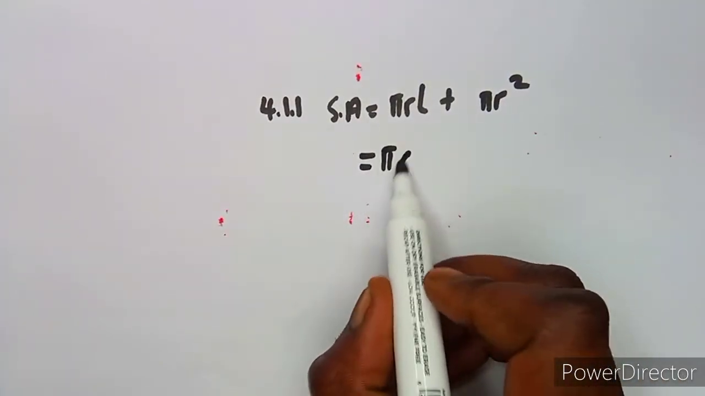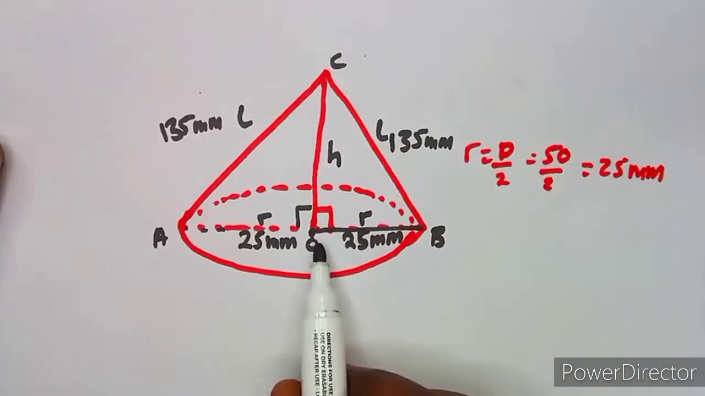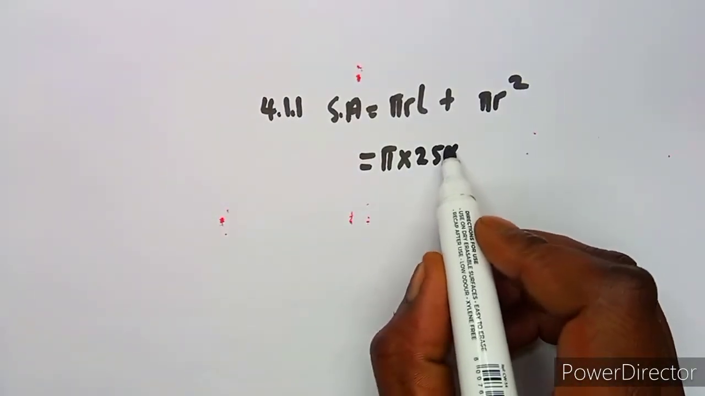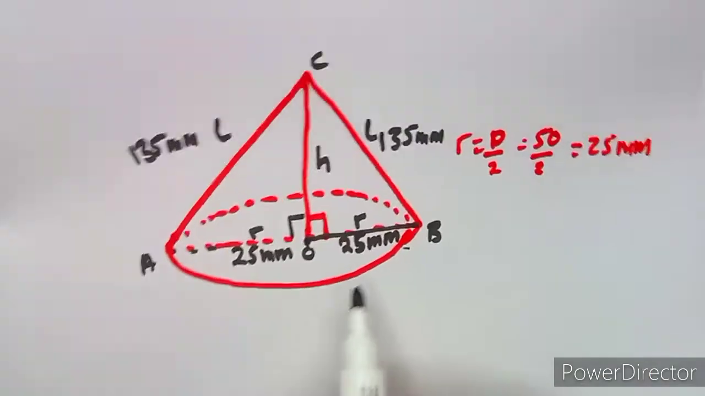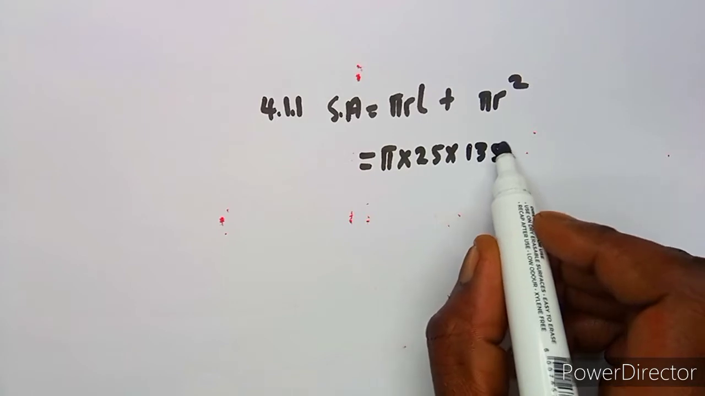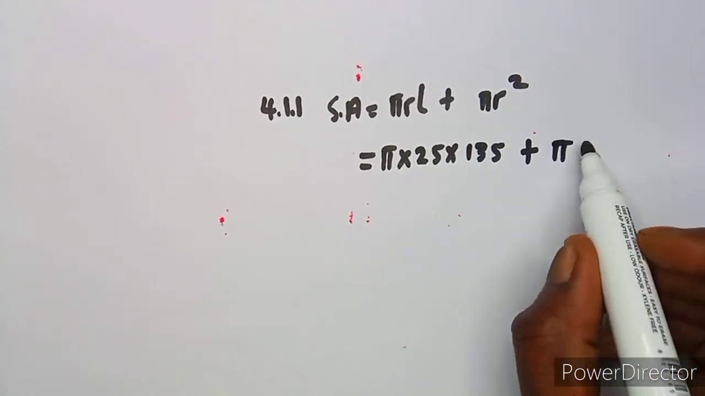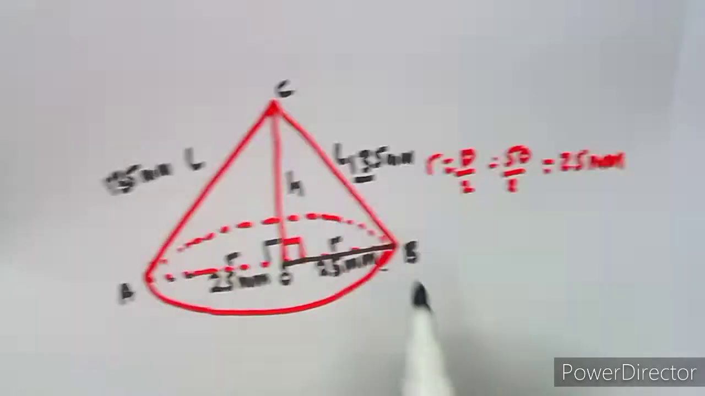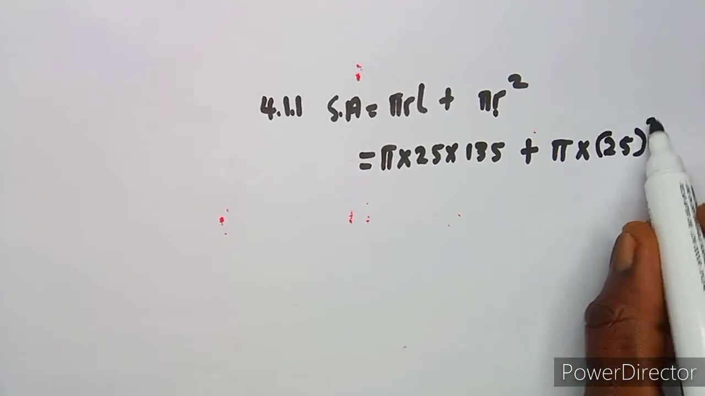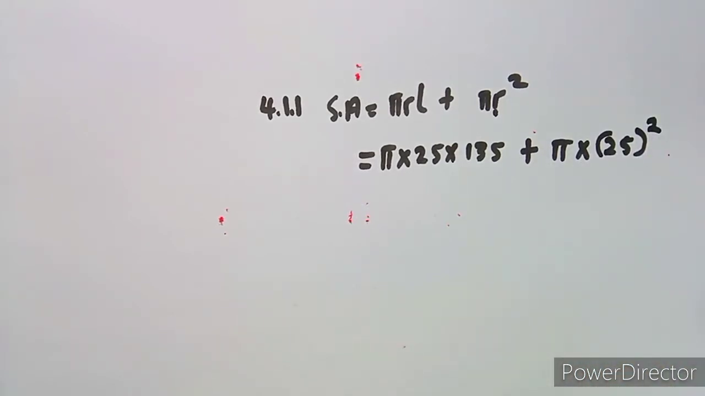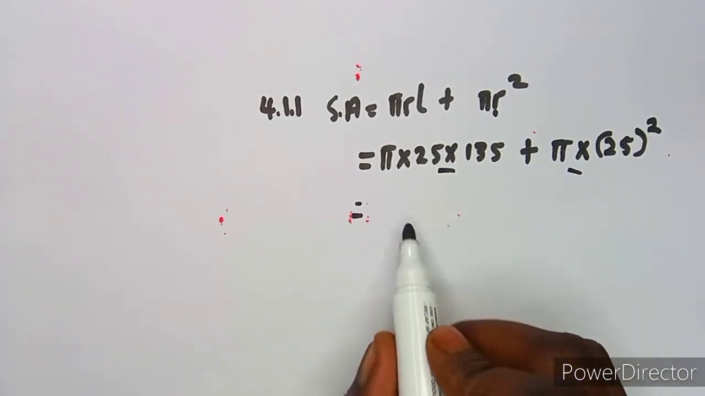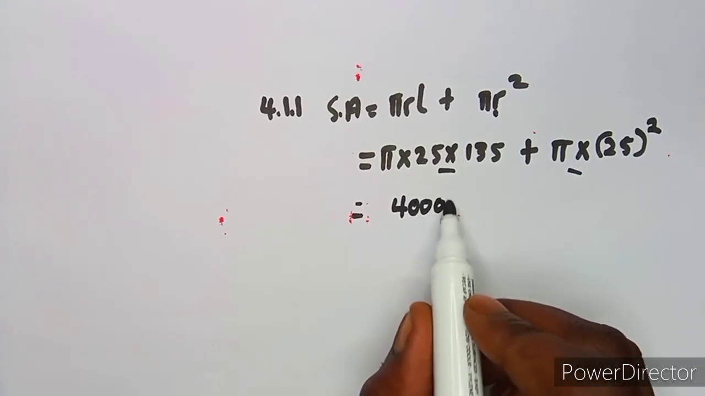Okay, so you can just put everything here. That's pi times r, which is this radius, which is 25, times L, which is the slant height, which is 135. Then plus pi times r squared, which is the radius squared. That's going to be 25 squared, or 25 times 25. So if you were to simplify properly guys, adding these two together, this will give us 4,000 pi.